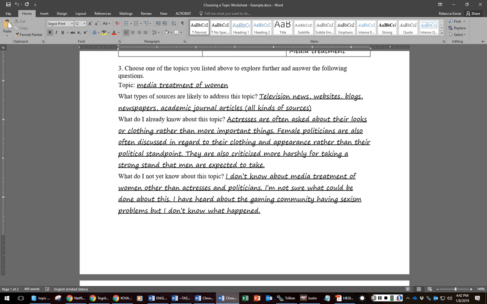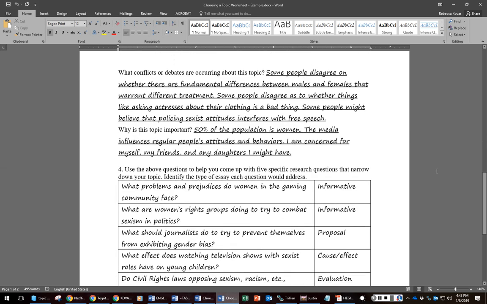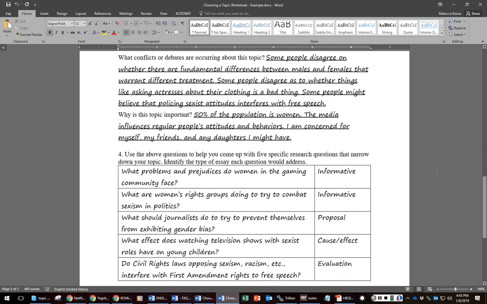She also mentions, well, she has heard that there is sexism in the gaming community, but she remembers there's something that happened that was big, but she doesn't know what it was. So that's something that she might decide she wanted to look into and find out more about. You also want to think about conflict or debate occurring about a topic, specifically if you're being asked to take a position, make a conclusion. A Rogerian argument is an example where you do have to take a position. The proposal argument, you certainly have to propose an action on your topic as well.